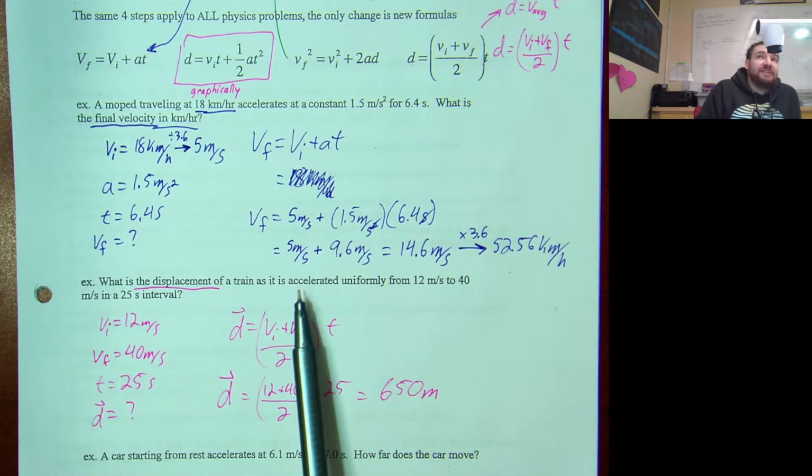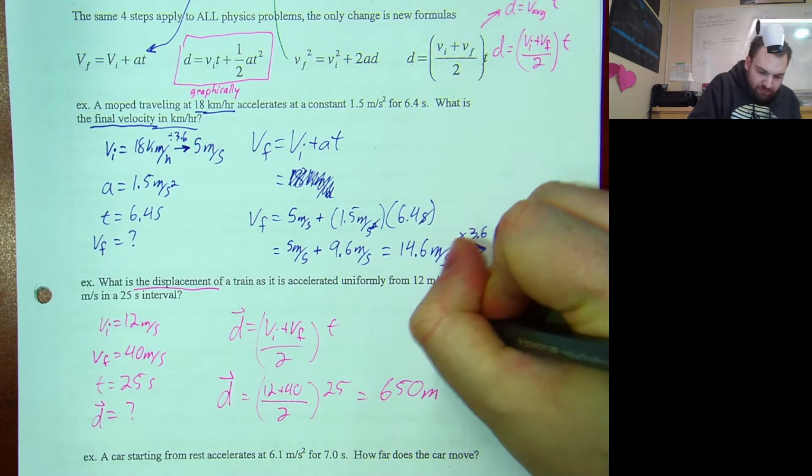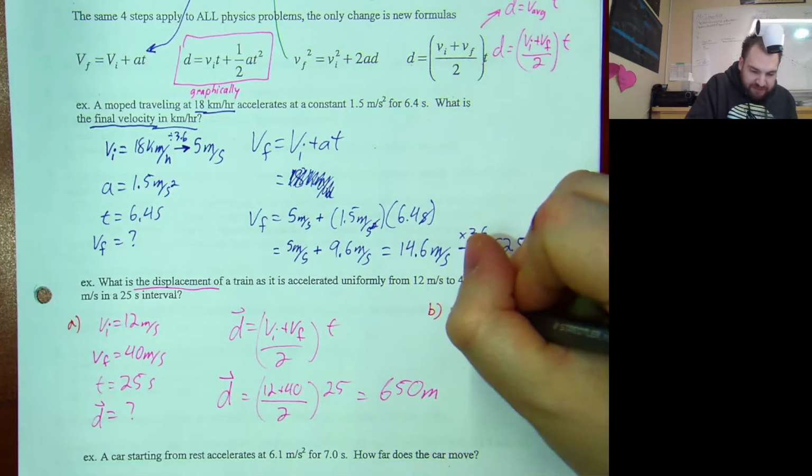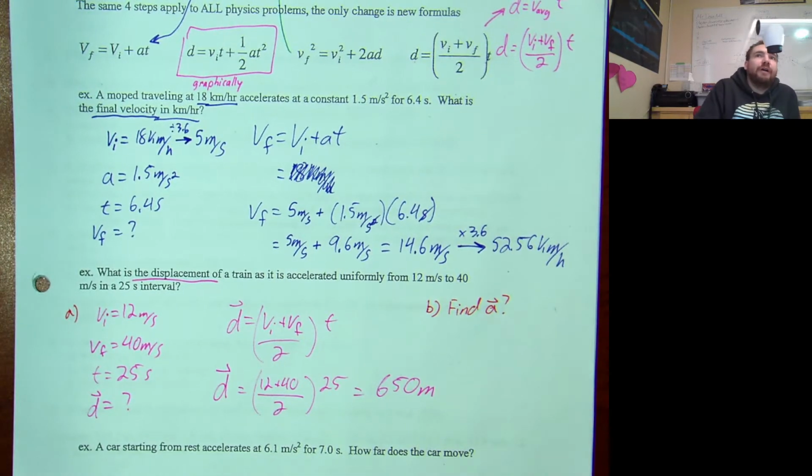If I wanted to find the acceleration now, if this was a two-part question, said, well, now find A. Here's part B. That's part A. Part B is find A. How would I do it? Connor. Velocity final minus velocity initial divided by time.